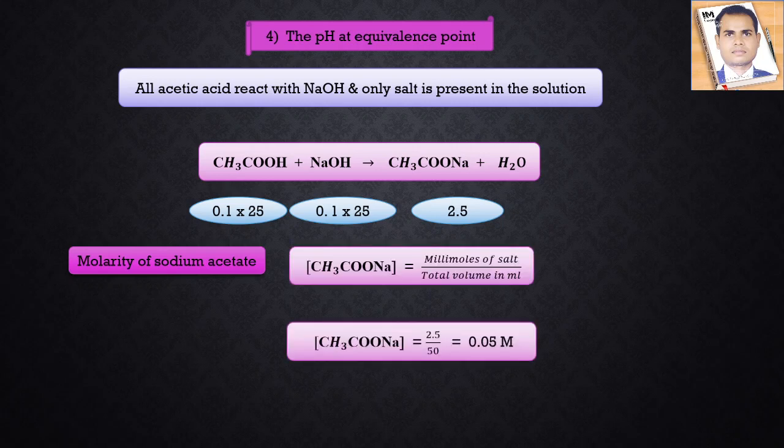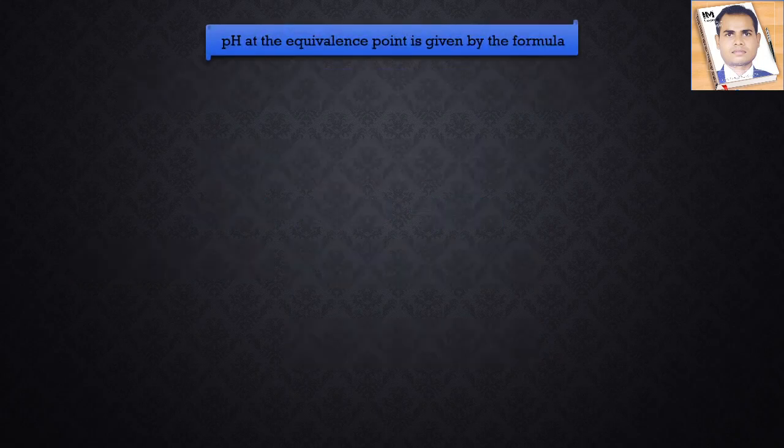Okay, how many millimoles of salt is given? That is 2.5. We have taken the same formula: millimoles of salt divided by the total volume in ml. So in that formula we put this value, 2.5 millimoles of salt divided by 50, the total volume, and you will calculate 0.05 molar of sodium acetate. And in this step, how will you calculate the pH for this stage? That we have to see now.